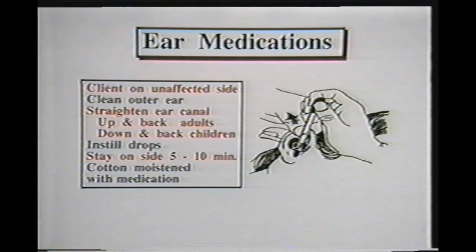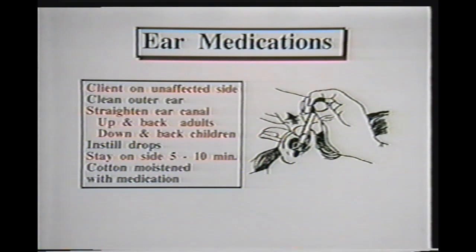Ear medications, you put the client on the unaffected side, clean off the outer ear, straighten the ear canal. Remember, it's up and back for adults, down and back for children. You get down to the child's level. And that's for small children. These would be for infants and toddlers.